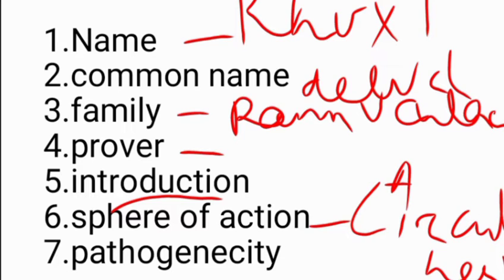Then pathogenesis. What is pathogenesis? It means the action of any drug in the human body. When a clinical trial or proving occurs, the actions found in the human body are the pathogenesis. For aconitum, it mainly acts on the circulatory system by paralyzing the nervous system and capillaries, by tension and congestion, and by inflammation. So this is the seventh point of the drug.